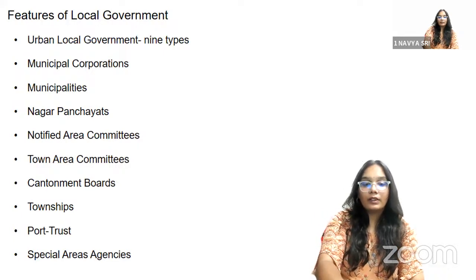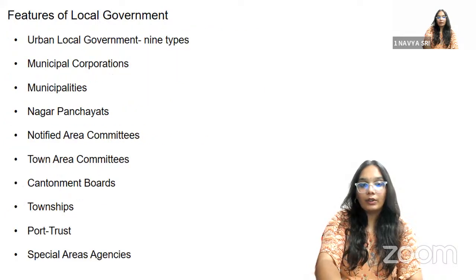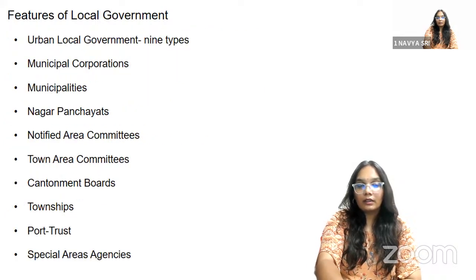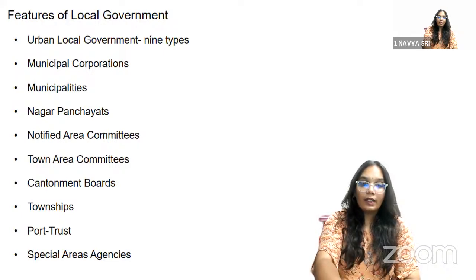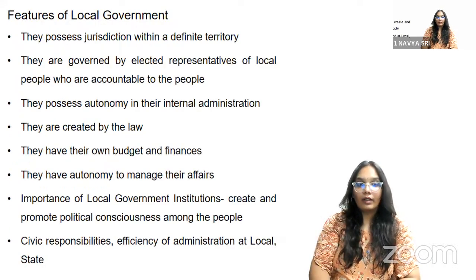For that purpose, both the panchayats, the local governments, and the municipal corporations and municipalities were divided into all such bodies. Now let us understand the features of local government. So what do they do actually? They possess jurisdiction within a definite territory. So in a way they act like a state within a state, but they are not the state, and they possess their jurisdiction only within the territory that they have been established on.